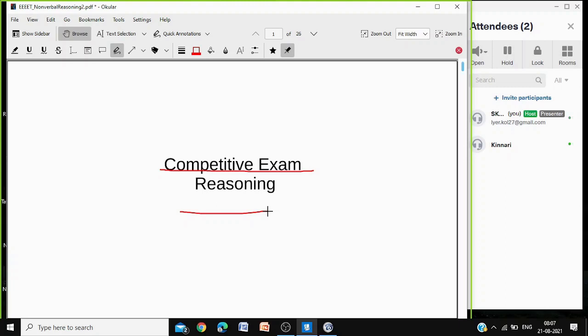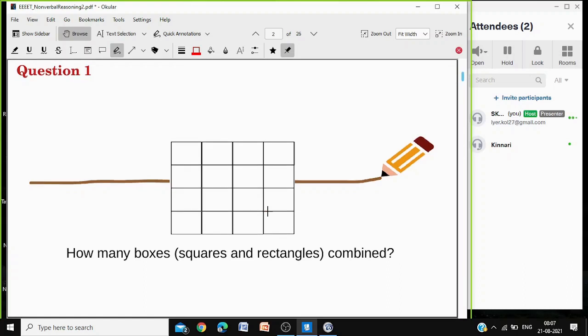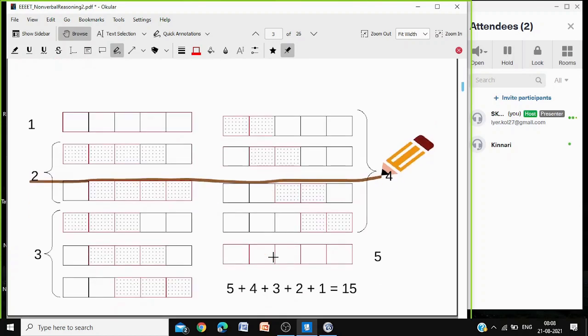Yes, sir. Thank you. So, first question is how many boxes are there in this figure? That includes both squares and rectangles. How many boxes are there? Now we will show you the logic, but this logic you don't have to do in the exam. That is a shortcut method. But we will show you the logic. See how it happens.